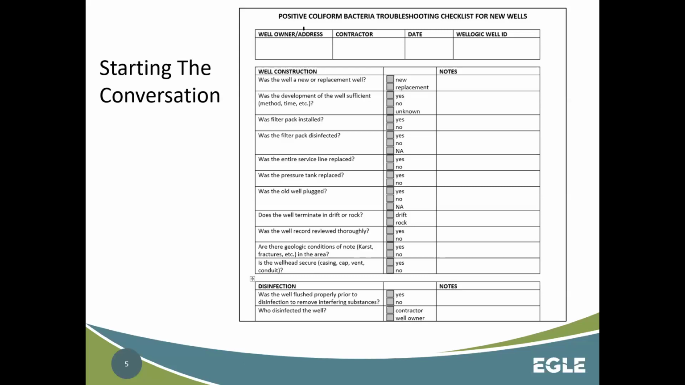There are 3 categories covered on the check sheet. The first one is well construction. Some of the questions we ask: Was the entire service line replaced? Was the filter pack disinfected? Was the old well plugged? Maybe there's an old well nearby that's got a bunch of crud in it and causing problems in the aquifer and potentially in the new well. The second category would be disinfection.